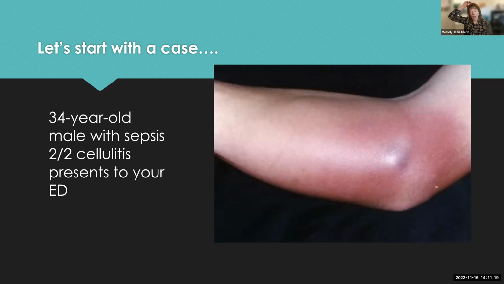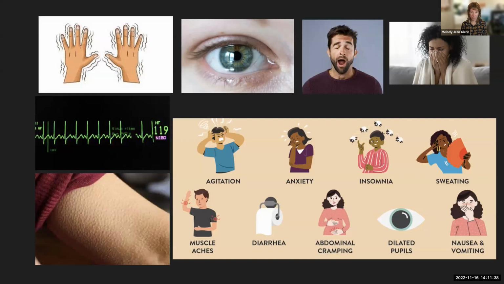All right, so let's start with a case to make this more relevant, right? We have this 34-year-old with cellulitis. He comes into the emergency department. He meets all the sepsis criteria. He has this abscess in his arm with surrounding cellulitis, and he's going to be admitted to the hospital. So he gets his fluid bolus, he gets his IV antibiotics, and then he starts to get worse.